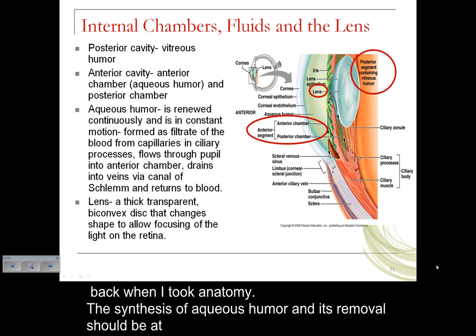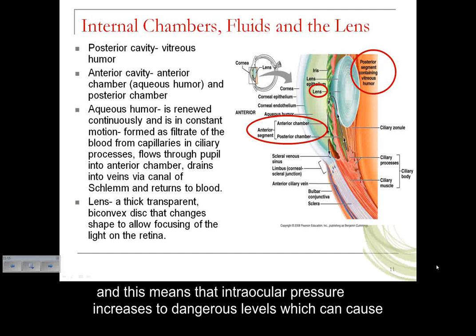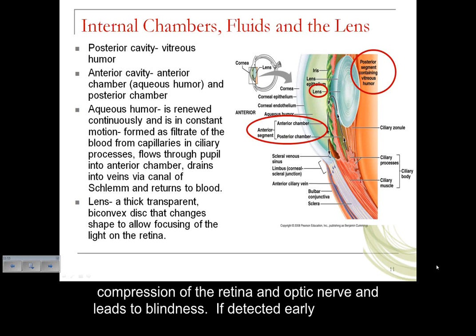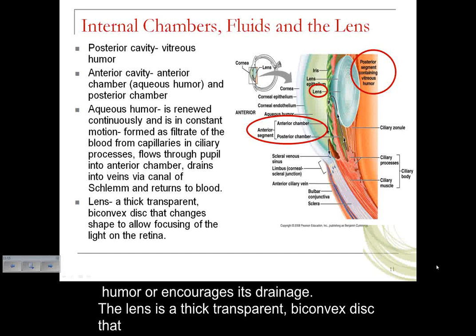The synthesis of aqueous humor and its removal should be at equilibrium. When the aqueous humor drains more slowly than it forms, the result is glaucoma, and this means that intraocular pressure increases to dangerous levels, which can cause compression of the retina and optic nerve and leads to blindness. If detected early enough, glaucoma is easily treated with eye drops that decrease production of aqueous humor or encourage its drainage.